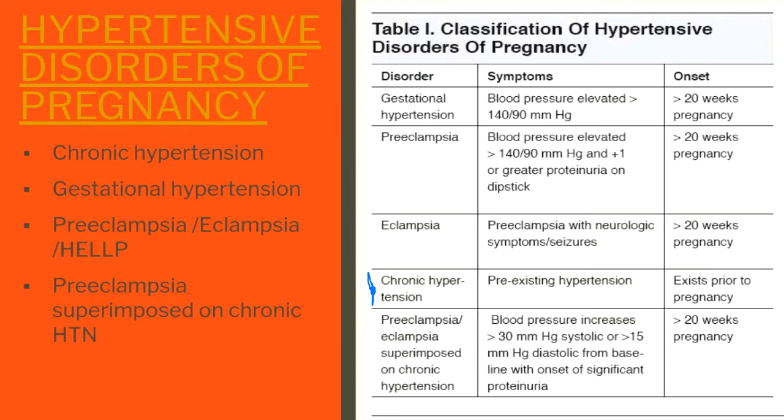So then what is this thing called preeclampsia, eclampsia superimposed on chronic hypertension? Oh my God, sounds so confusing, right? Well, what that is, in addition to having chronic hypertension, now she also has preeclampsia that's superimposed on it. Sort of like what it says.